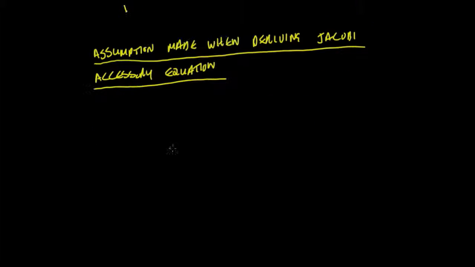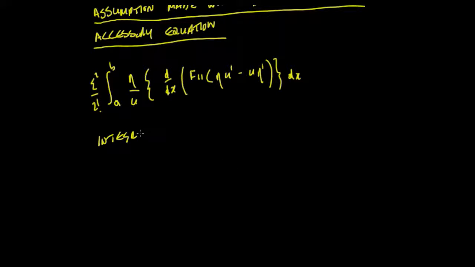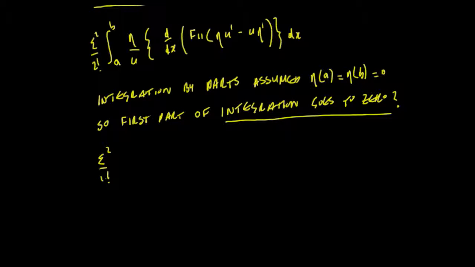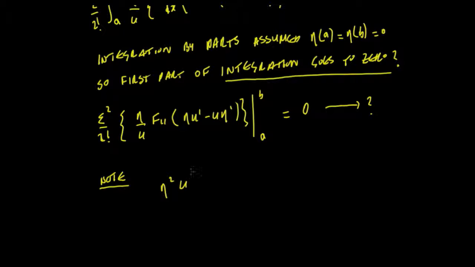Okay, now we made an assumption before when we derived this Jacobi accessory equation. Now you'd have to go back to the video, so you can click on that link here just above and it will take you into the video so you can see the derivation of the Jacobi accessory equation. But we derived that equation there, we got to that point there and we made an assumption that we could get rid of the part of the integration by parts that's no longer within the integral sign. So we assumed that the value of eta at a and eta at b equals 0, and we ignored it.